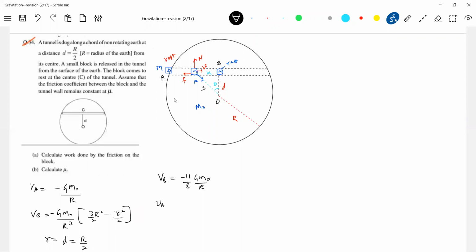If you want, I'll write it in terms of that. Better we'll write in terms of this. KA plus work done by the gravity plus work done by the friction equals KB. It is released from rest. Work done by the gravity is mass of the particle m into VA minus VB. Work done by friction. Friction does negative work.